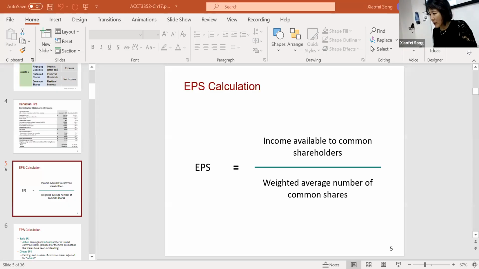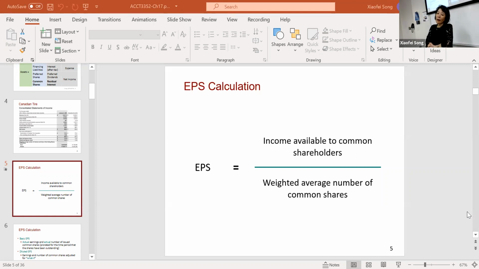Okay, so today let's continue our discussion of earnings per share. We got started in the last class, so then we'll just continue. So let's start with the definition of earnings per share, the basic calculation.